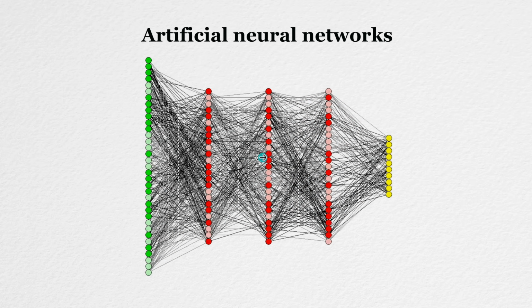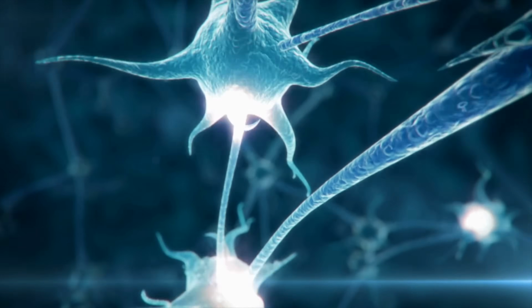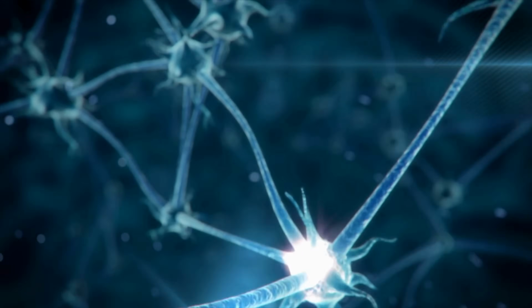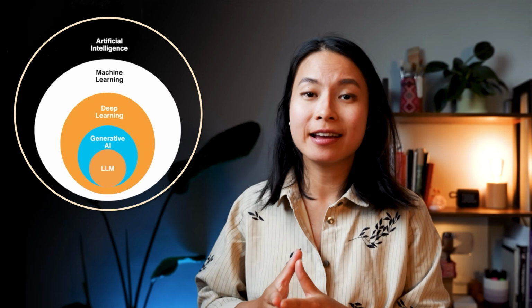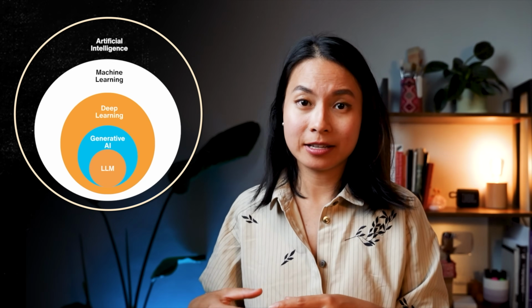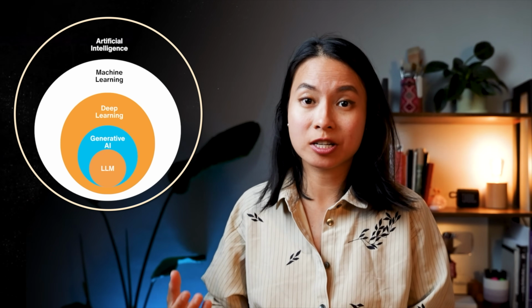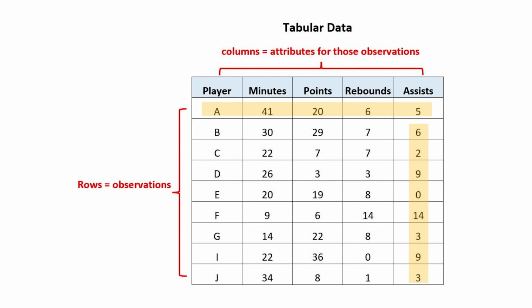Generative AI today, such as large language models, is actually a subset of deep learning, which uses a special type of machine learning algorithm called deep artificial neural networks. These networks are designed to mimic, in a very simplified way, the structure and functioning of biological neurons in our brains. And deep learning itself is a subset of machine learning that specializes in understanding and processing unstructured data, things like text, images, and audio, as opposed to more traditional structured data like tables with rows and columns.